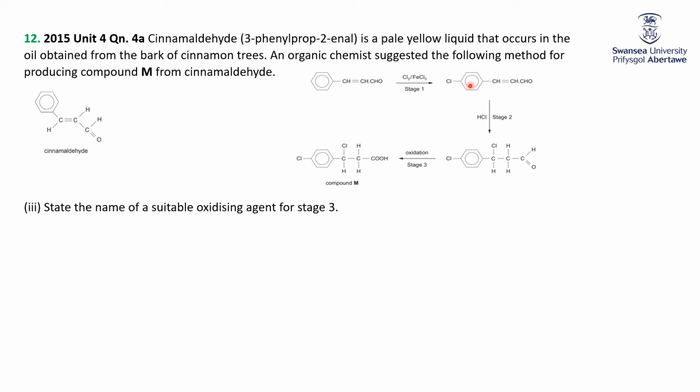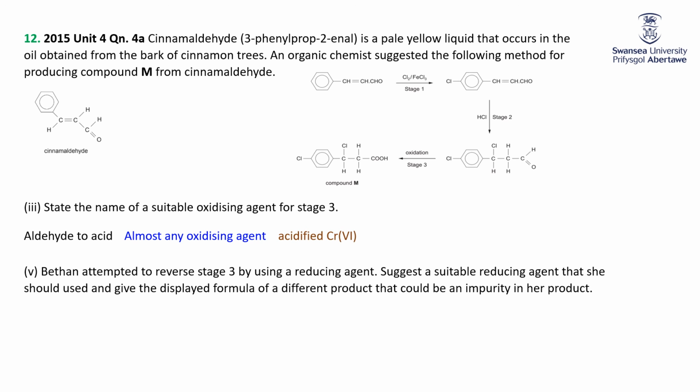An organic chemist suggested the following method for producing compound M here from cinnamaldehyde. This is a very big question that you will have seen in other worksheets. Looking at different parts, all we're interested in here is stage 3. We want to do an oxidation from an aldehyde to an acid. Okay, easy enough to do. Just about any oxidizing agent will work. So you can use your acidified chromium 6, or you could of course use the permanganate if you want. I'd go with the acidified chromium 6.